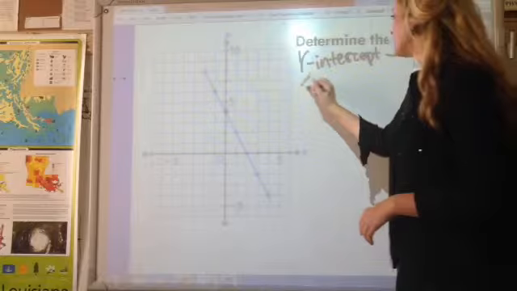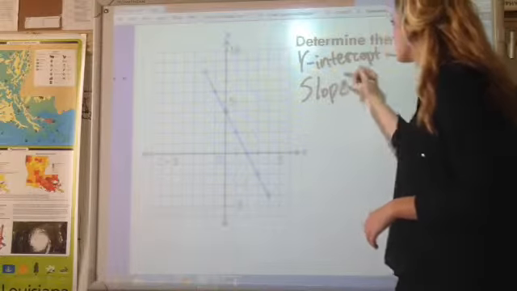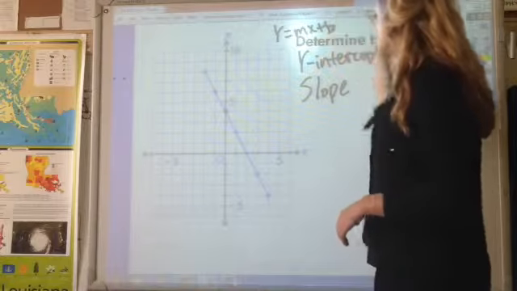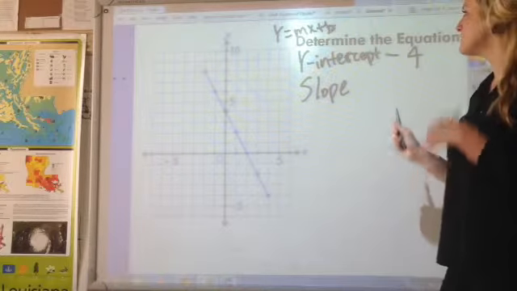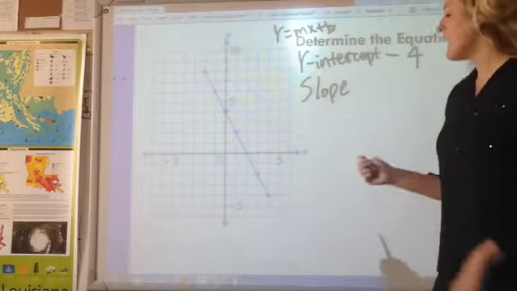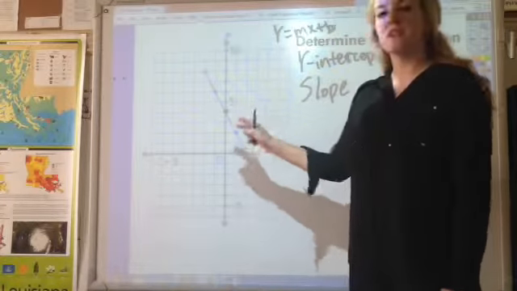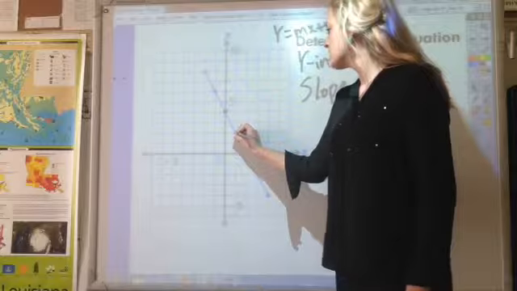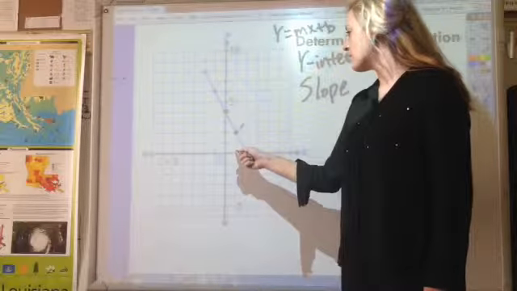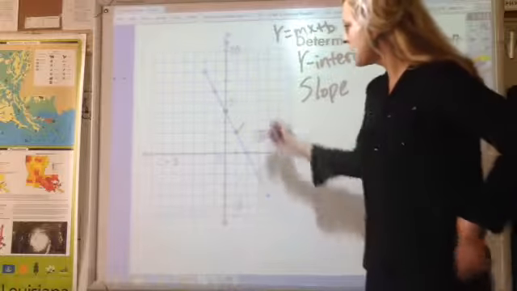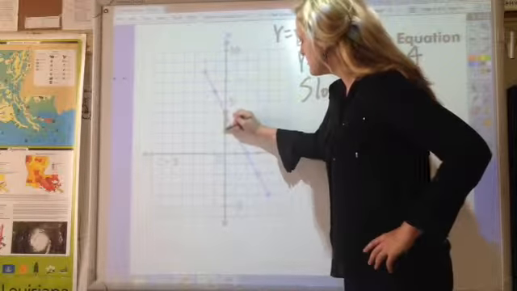My next job is to find my slope. Because remember, we're working with the equation y equals mx plus b, where b is the y-intercept and m is the slope. In order to find the slope, I need to find another clear point on the graph and find the slope between those two numbers. So I'm going to go ahead and I see that there's one at 1 and 2. So I need to find the slope between these two numbers.